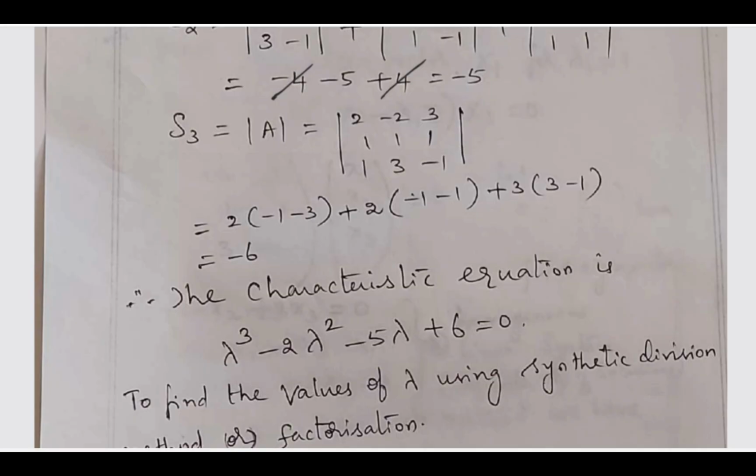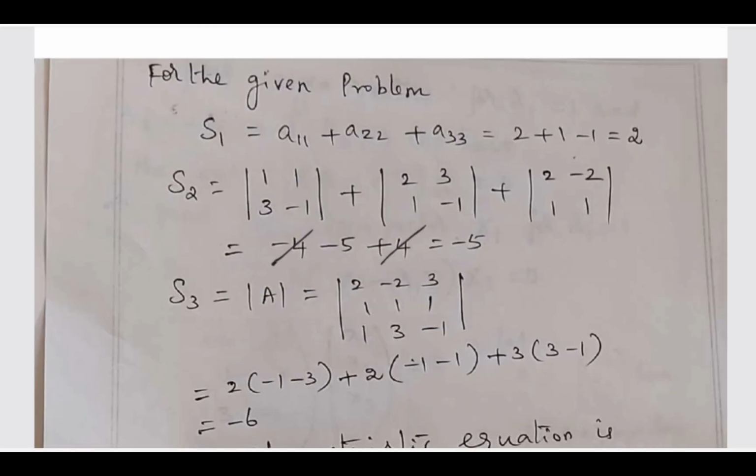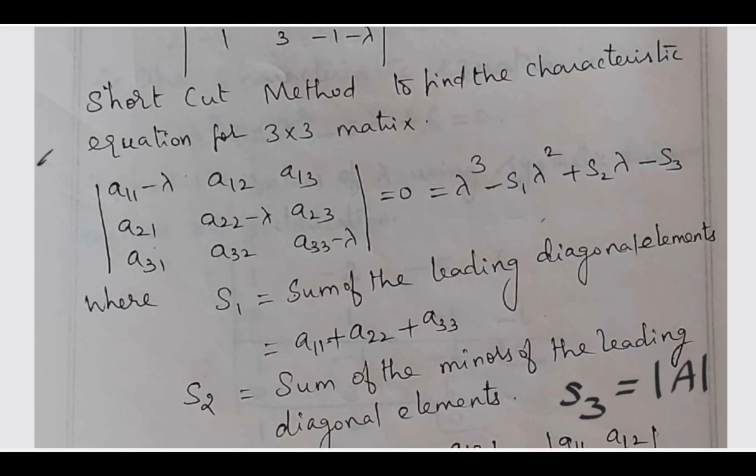So the determinant value of A is equal to the determinant 2, minus 2, 3, 1, 1, 1, 1, 3, minus 1. So it is 2 into minus 1 minus 3, because the same way we add the minus. So it will give you minus 6. So the characteristic equation is lambda cube minus 2 lambda square minus 5 lambda plus 6 equal to 0, because I have already said it is alternately plus and minus.